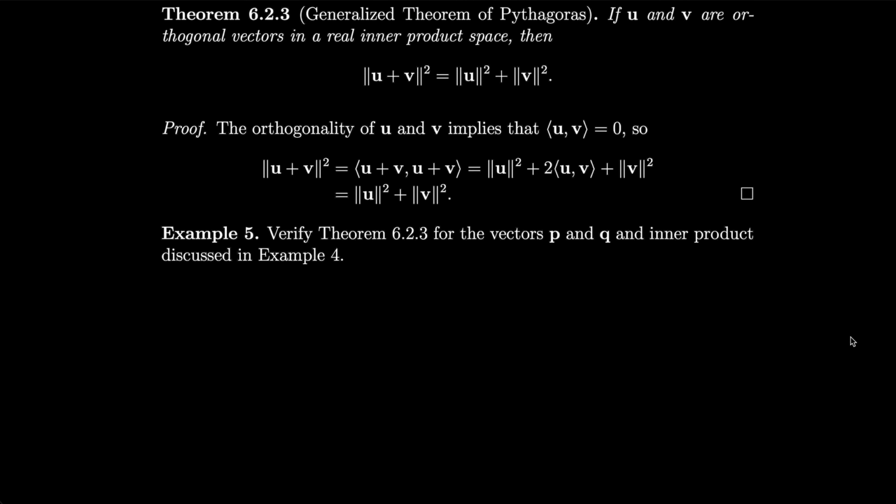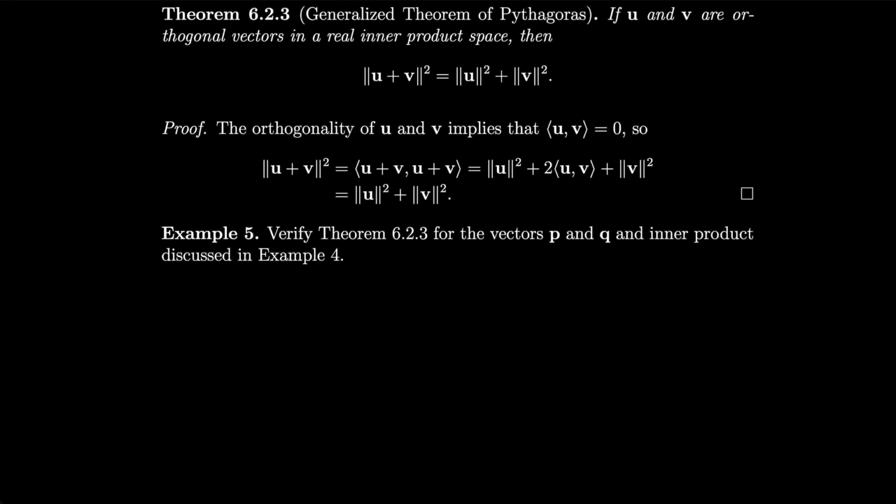Next up, we have the generalized theorem of Pythagoras. If u and v are orthogonal vectors in a real inner product space, then the length of u plus v squared is equal to the length of u squared plus the length of v squared. We could prove this really quick, since the orthogonality of u and v implies that their inner product is 0. So when we rewrite the length of u plus v squared as the inner product of u plus v with u plus v, we can expand that outwards, as we've done previously. First you can do u plus v inner product with u, and add that to u plus v inner product with v, and then split off the u plus v in the first component.